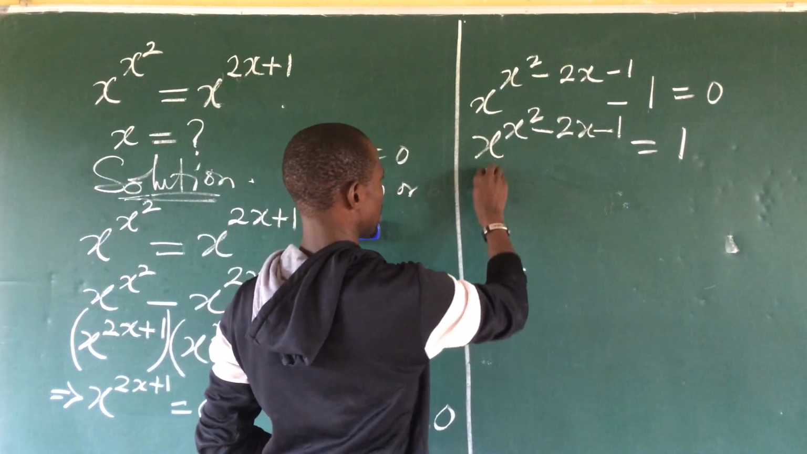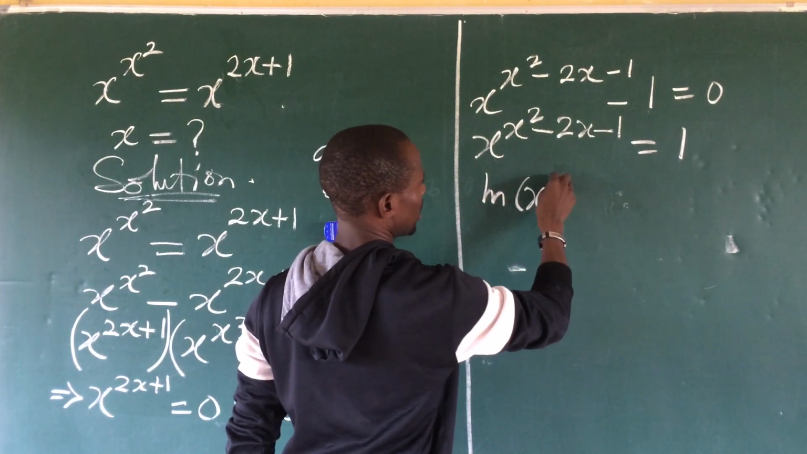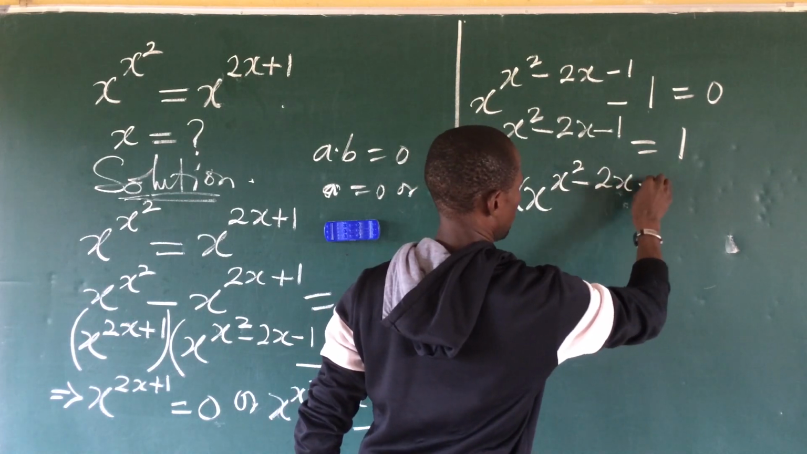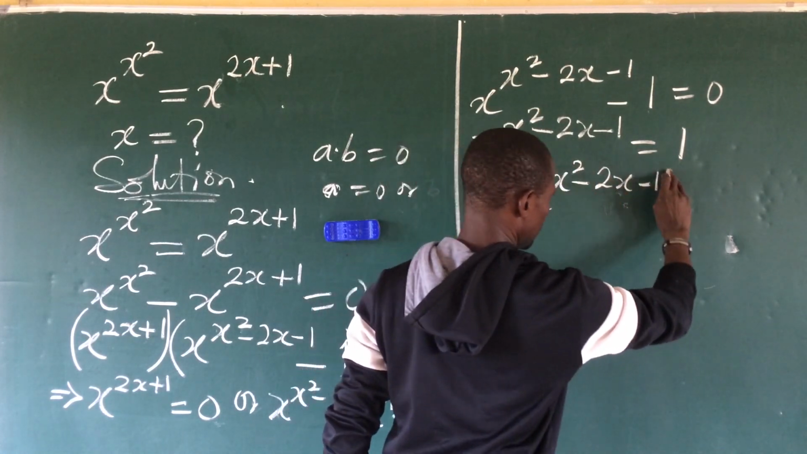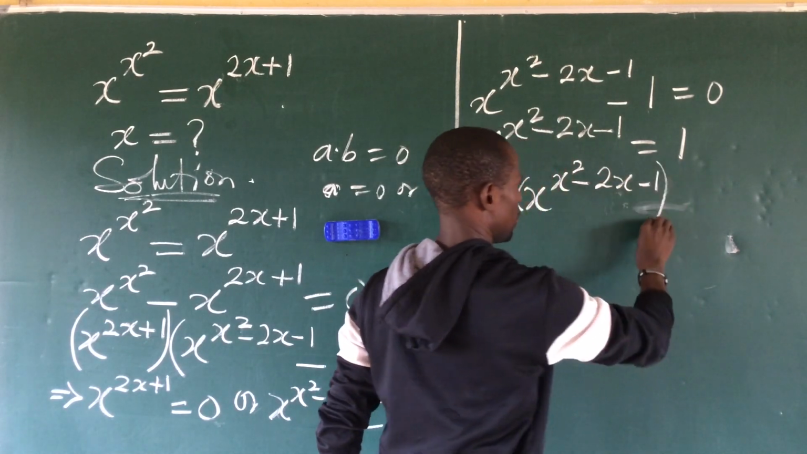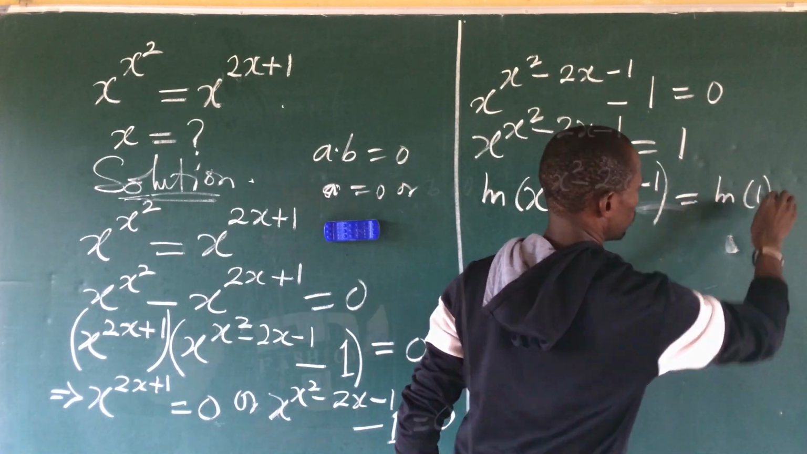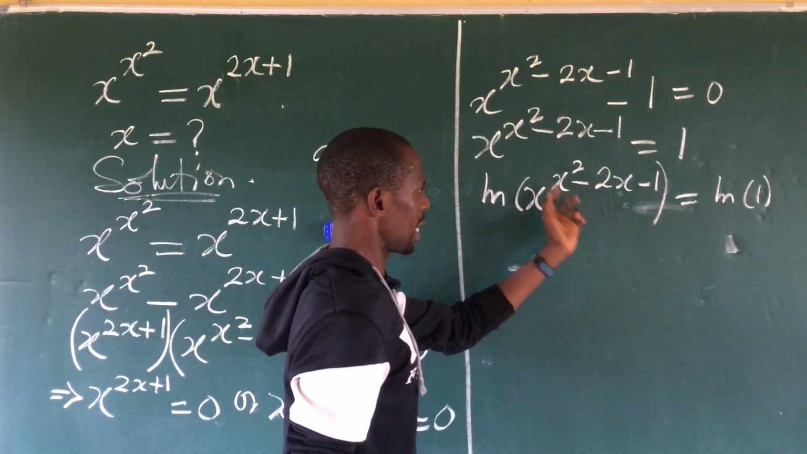So if we ln both sides of the equation, we're going to have ln of x to the power of x squared minus 2x minus 1 equal to ln of 1. Now, you know ln of 1 is 0. And at the same time, this is another exponent.